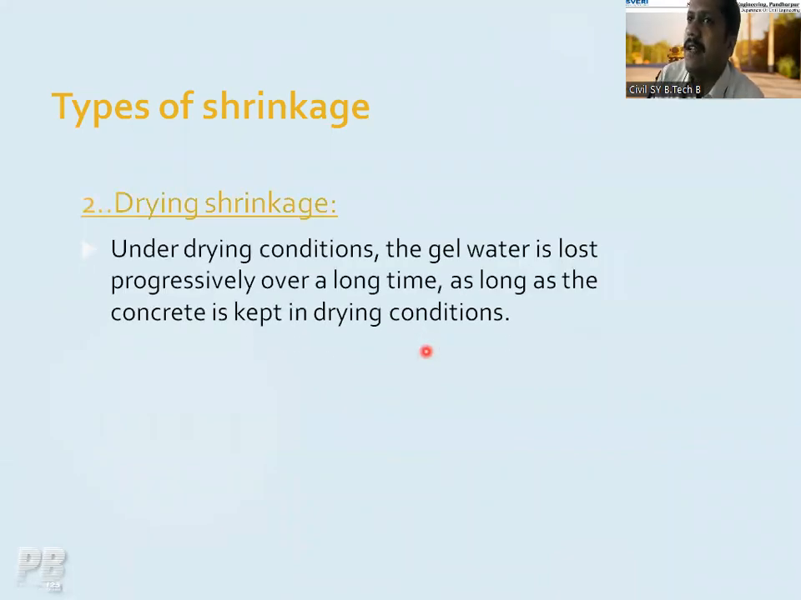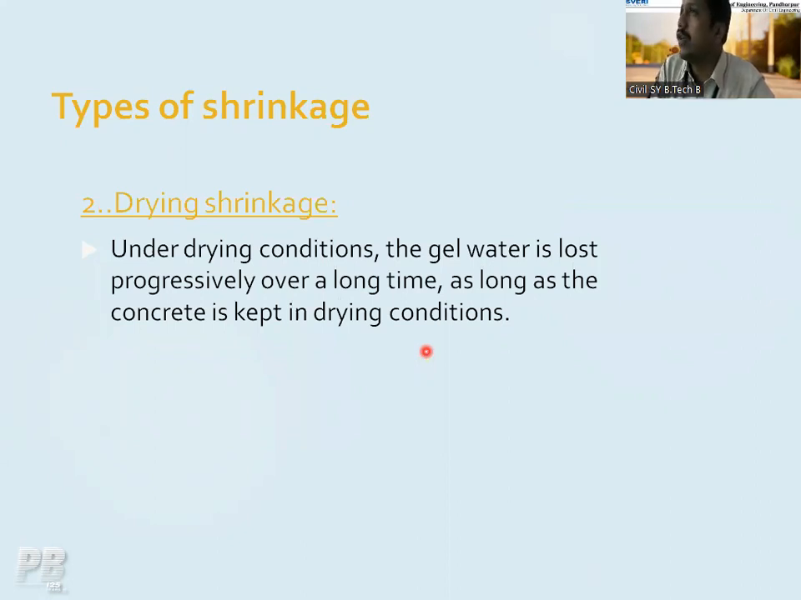Okay, so under the drying shrinkage, the gel water is lost progressively over a long time, as long as the concrete is kept in drying condition. So if you keep the concrete in the drying condition for a very long time, you can take the example of your bridges, or maybe the rigid pavement. Most of the time these are exposed to the direct sunlight. These are kept in the drying condition for a long duration.